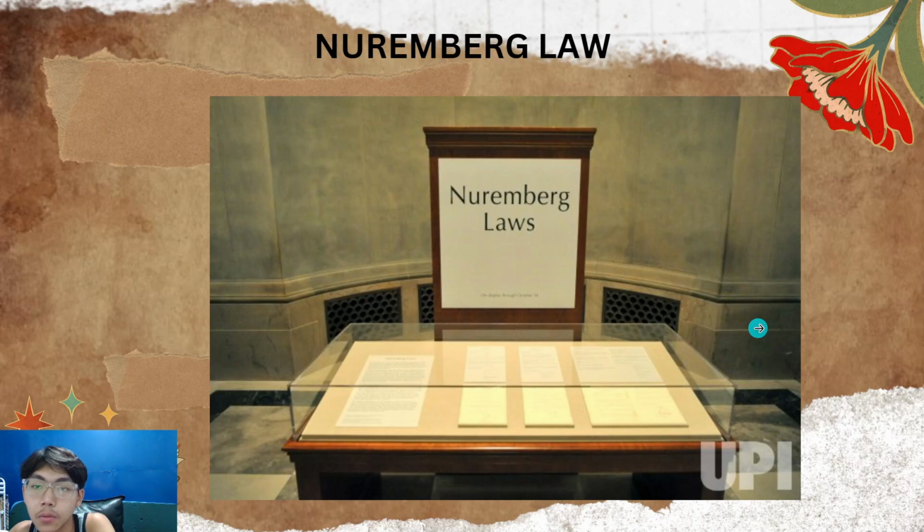This is the Nuremberg Laws. The Nuremberg Laws, enacted in Nazi Germany in 1935, were a set of anti-Semitic laws aimed at excluding Jews from German society. The two main laws, the Law for the Protection of German Blood and German Honor, and the Reich Citizenship Law, stripped Jews of German citizenship and banned marriage and sexual relations between Jews and non-Jewish Germans.